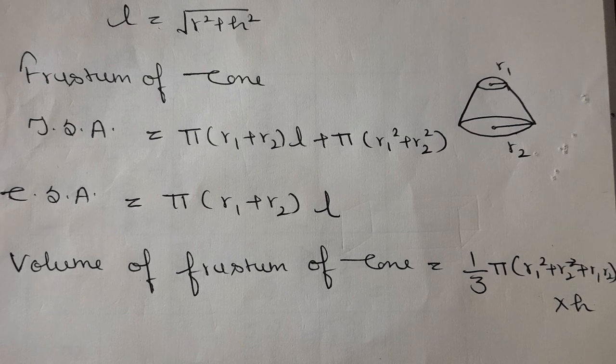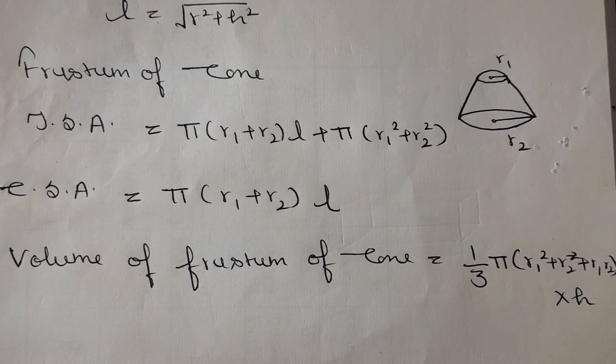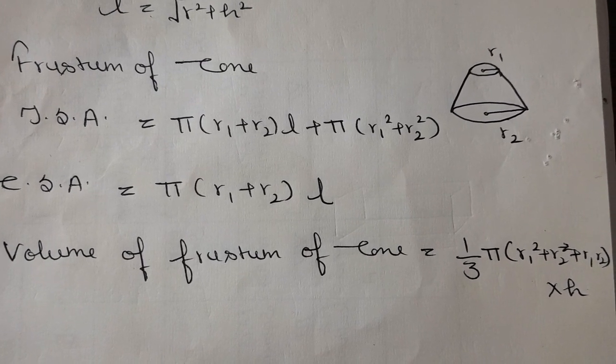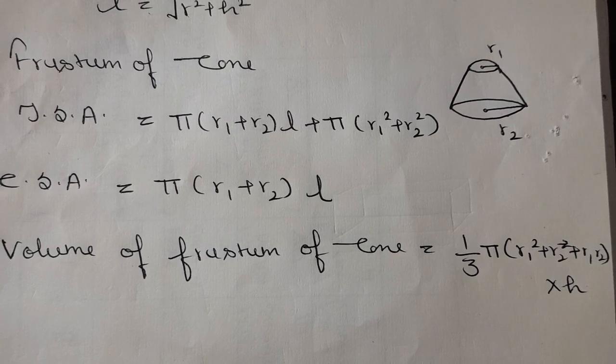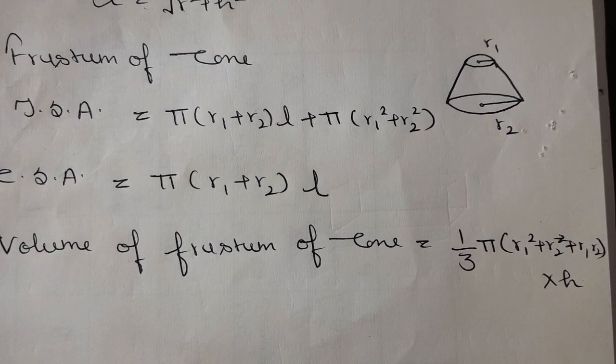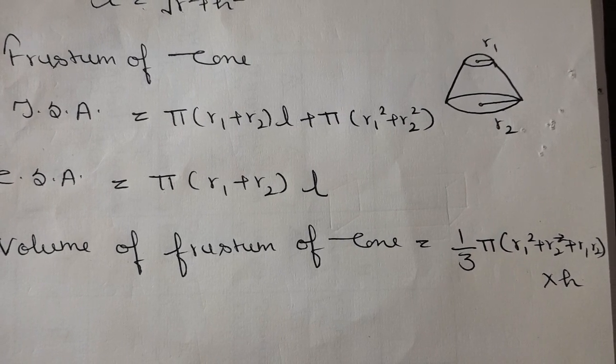Next is the curved surface area, which is equal to pi into (r1 + r2) into L. The next one is the volume of the frustum of a cone, which is equal to 1 over 3 pi (r1 square + r2 square + r1 r2) into h.